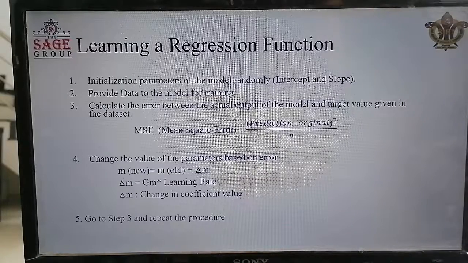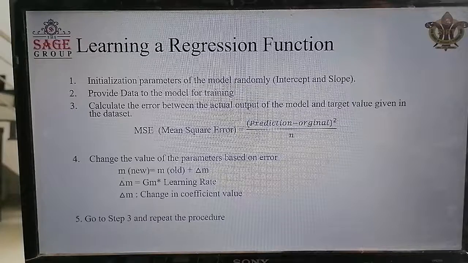So this is the whole algorithm of linear regression. We initialize the model parameters randomly, and then take the data. Using the data, we calculate the mean square error. After finding the error, we calculate the gradients, and after finding the gradients, we modify the values of the model parameters. This process is repeated again and again until the model converges.